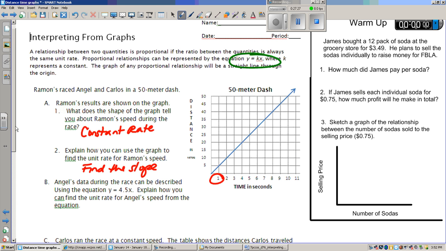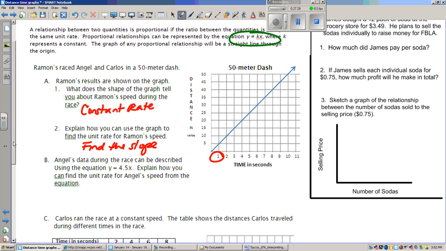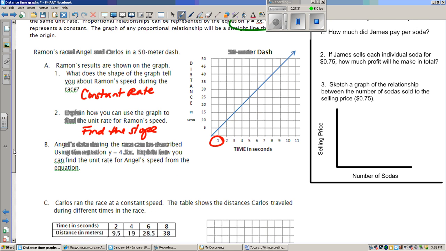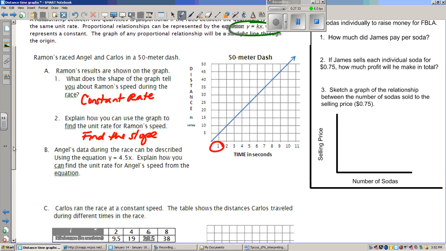All right, let's look at Angel. We're not given a graph for Angel, but it tells us that Angel's data during the race can be described using the equation y equals 4.5x. And we're going to explain how we can find the unit rate for Angel's speed from just this equation. I'll rewrite it down here. Y equals 4.5x. Well, let's go back up to Ramon's. Let's see if we can write an equation for Ramon's graph.